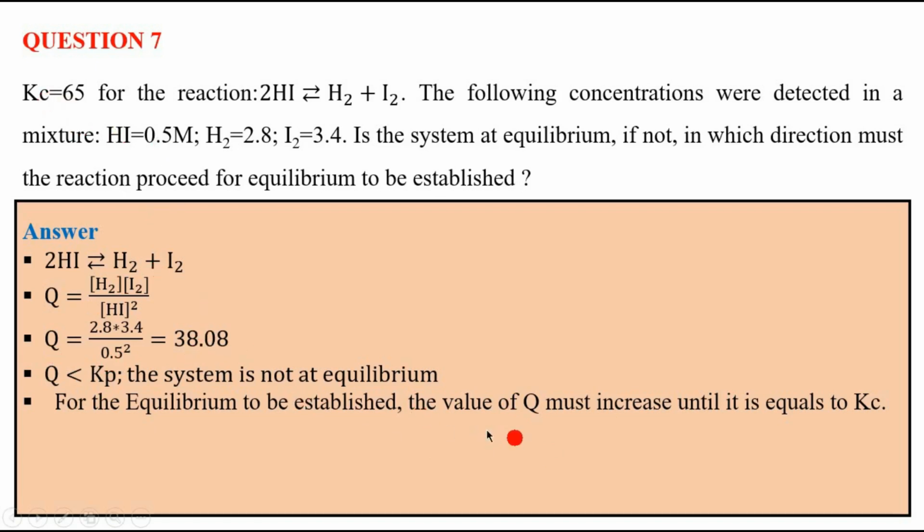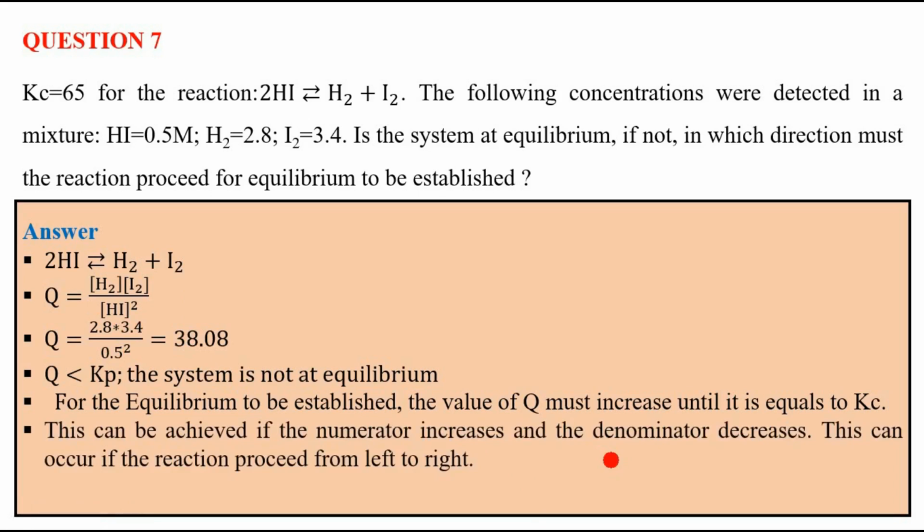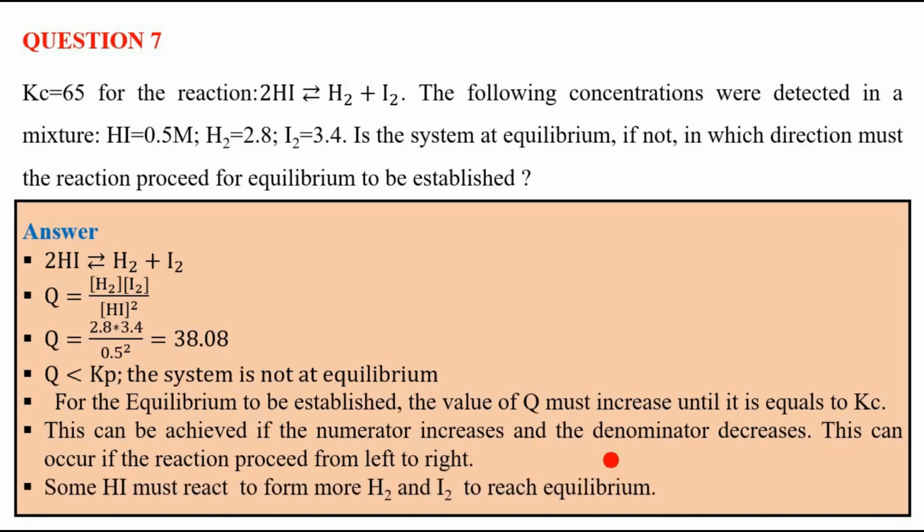That means to increase this value, you need to increase the concentration of hydrogen and the concentration of iodine, or decrease the concentration of the HI. That means the reaction is going to proceed by forming more hydrogen and more iodine until the equilibrium is established. So the direction of the reaction is from left to right. Some HI, the reactant in this case, will decompose to form the hydrogen and the iodine so that the equilibrium is reached. That was question number 7. It's somewhat theoretical because it was not requiring calculation.